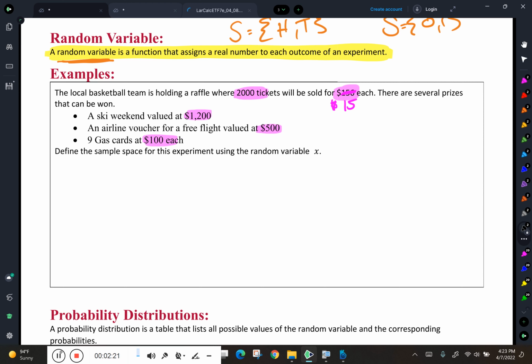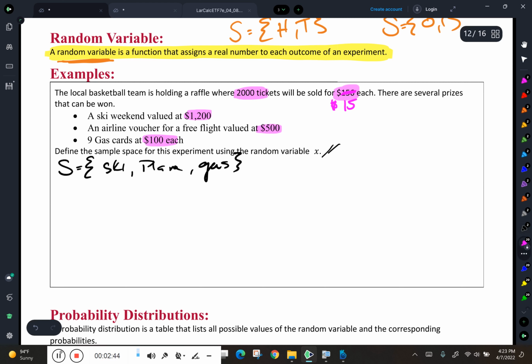What I would like to do is write out the sample space for this experiment using a random variable approach. So normally what we do is, if we were asked what the sample space is, we say the sample space is, well, you could win the ski trip, or you could win the plane ticket, or you could win the gas card. But what I want to do now is think of this not as a ski trip and a plane ticket and a gas card. I want to think of this as a numerical value, the worth in this case of each of these.